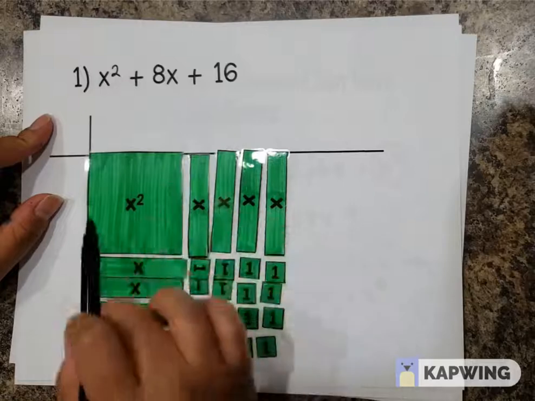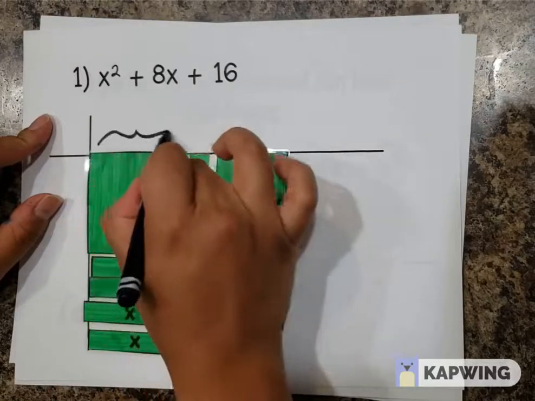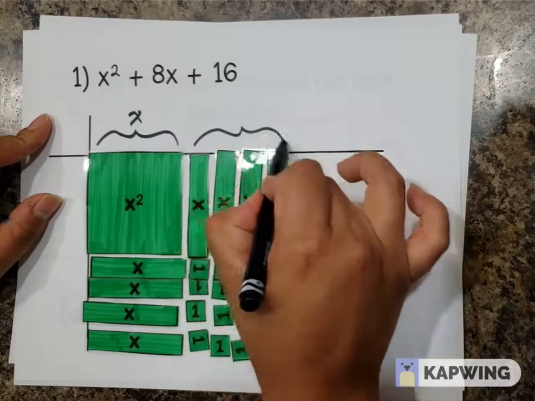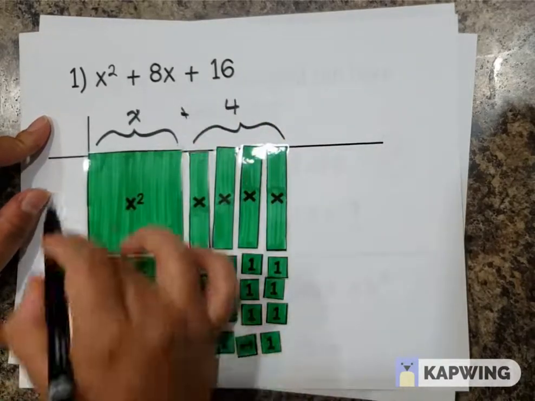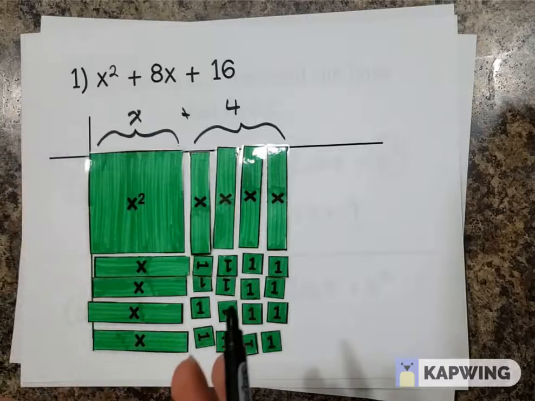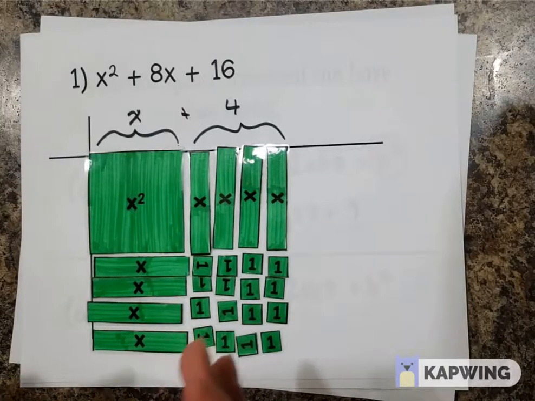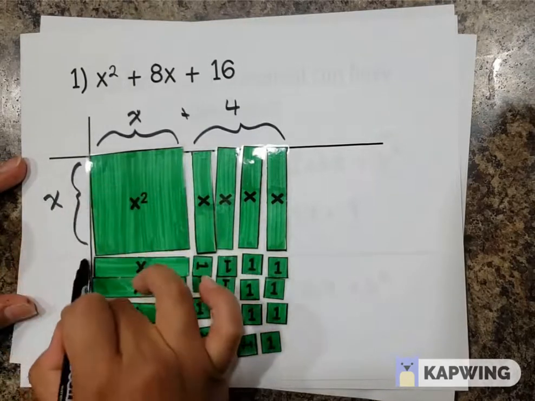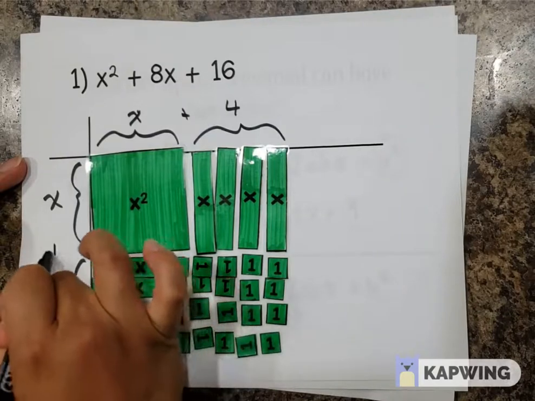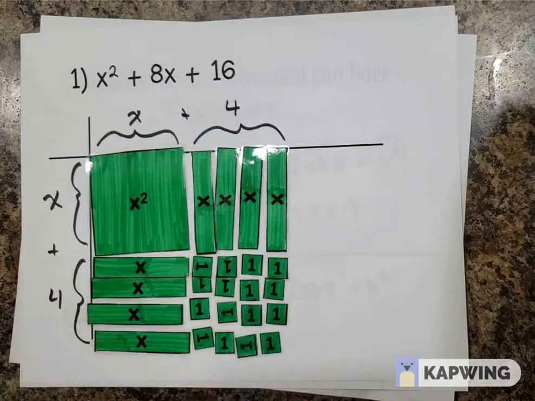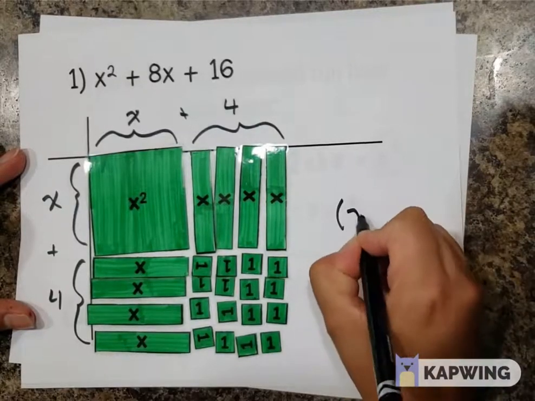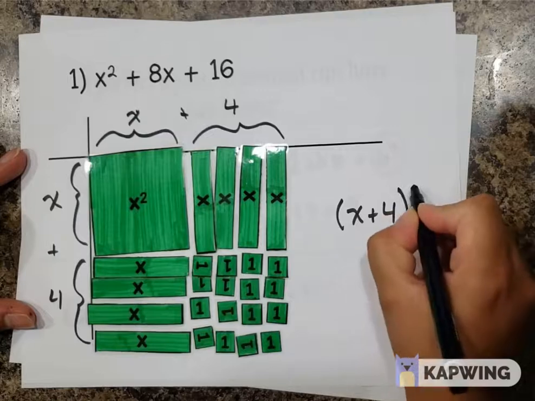If I'm looking here, I have x, and I have 1, 2, 3, 4. So x plus 4. And on this side, I should have the same thing. If I don't have the same thing, I've done something wrong. But thankfully I haven't, because I practiced. So here is x, and here is 4. So we have the same thing on both sides. We did something right. So to evaluate this factor, it would just be x plus 4 squared.